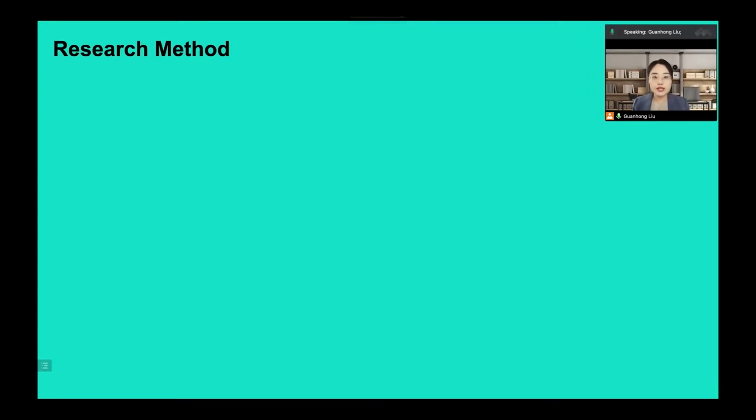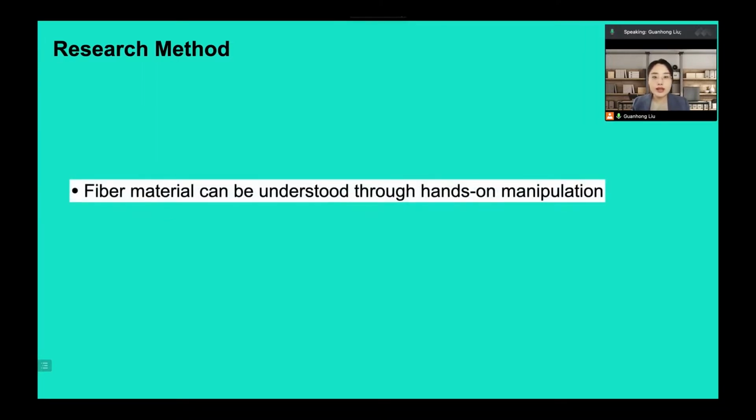From previous design research, we found that fluid fiber materials, in particular, can be understood when craftsmen interact with them physically, spending time talking with the materials to explore different forms of creation. Therefore, as with other fiber materials, fluid fiber also has to be explored and understood by craftsmen through hands-on manipulation before it can be transformed into a piece of art.